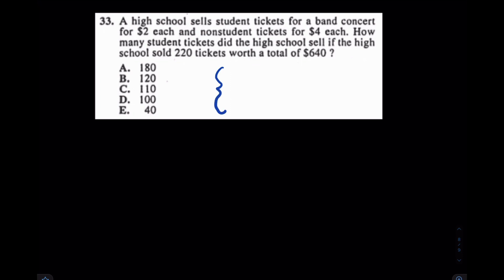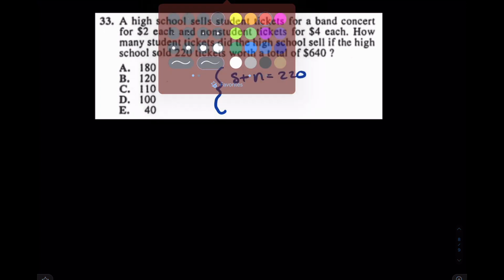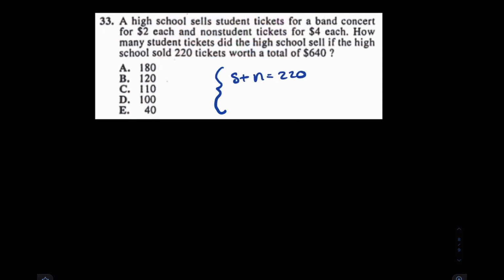Really, something like this. We have student tickets plus non-student tickets equals 220. In other words, the number of student tickets plus the number of non-student tickets equals 220. Whereas, let's now do the cost equation. That's going to be 2s plus 4n equals 640. Again, this is your quantity equation, and this is your cost equation. At which point I have a system of equations.